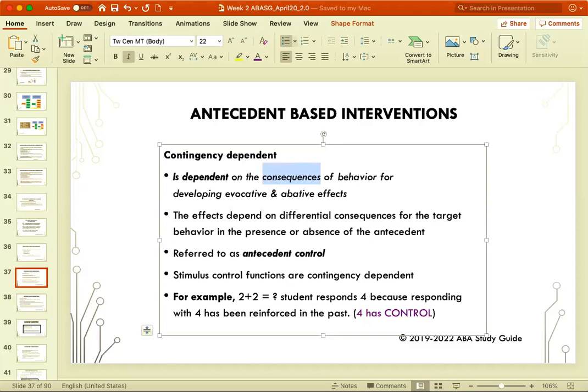A better example, I think, of an antecedent manipulation we might use is, let's say we do flashcards, right? I would present you with the number 4. In the past, maybe I would present you with the number 4, I'm doing some sort of errorless learning procedure. So therefore, this would be antecedent control because you are going to respond 4 because 4 has control. That's kind of the way I think about this. This antecedent intervention is dependent upon this consequence. Without this consequence, we don't have antecedent control. That's the development of the response that we're looking for.